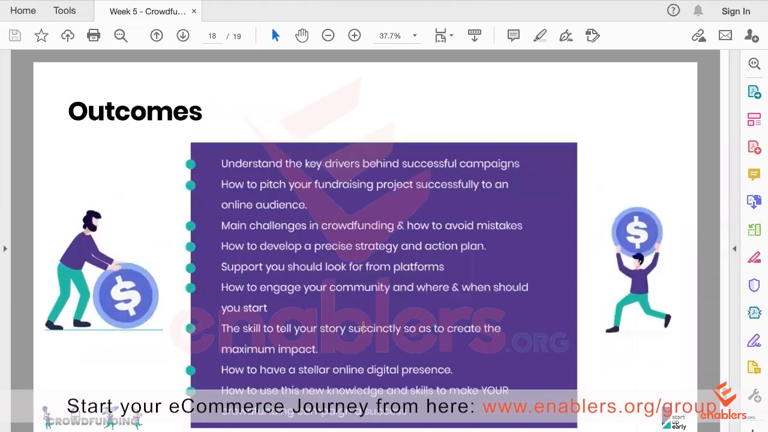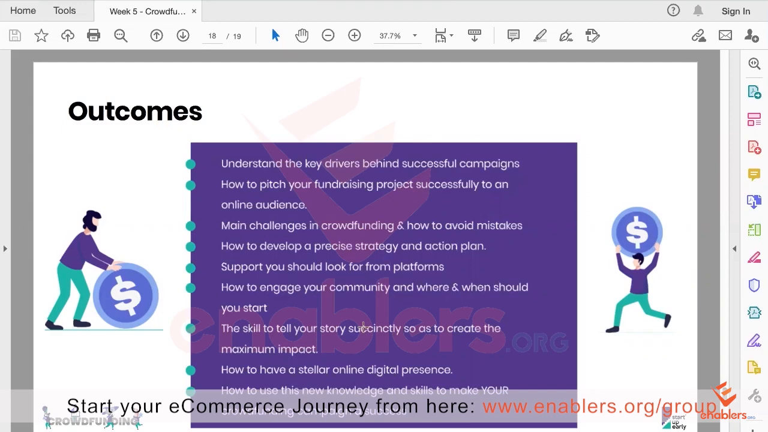Lastly, we spoke about this in our brochure that you probably saw and got interested to eventually come on board with. So these are just some points that we hope that you've covered. And if you haven't, the 6-week office hours, or at any point, you can reach me and get some clarity on this. Understand the key drivers behind successful campaigns, how to pitch your fundraising project successfully to an online audience, main challenges in crowdfunding and how to avoid mistakes we discussed very early on, how to develop a precise strategy and action plan, support you should look from other platforms.